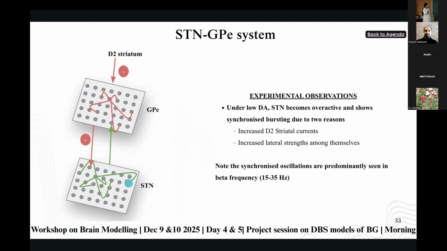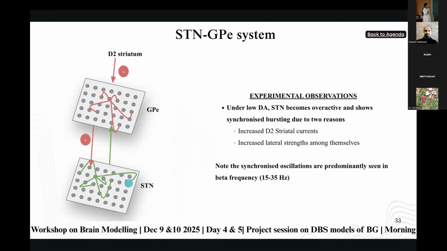Okay, and all the connections are made to be random. That is, if I take one neuron here, it will be randomly connected to 70% of the other neurons. Same thing with STN here. It will be randomly connected to 70% of the other neurons with a certain weight, lateral weight. Is that okay?